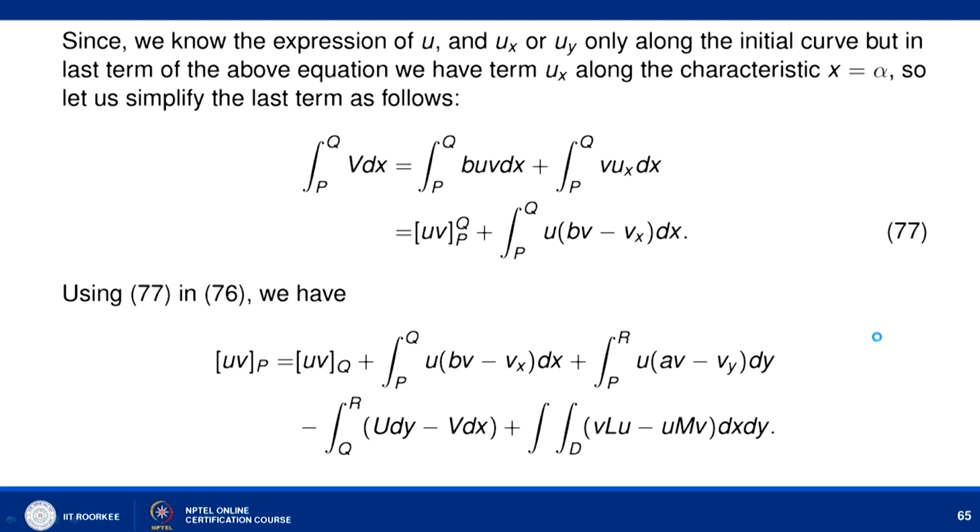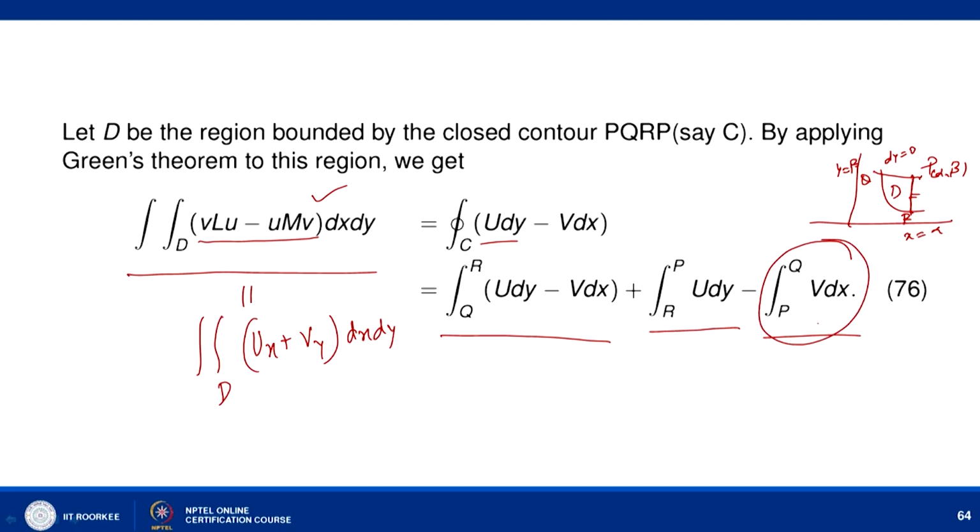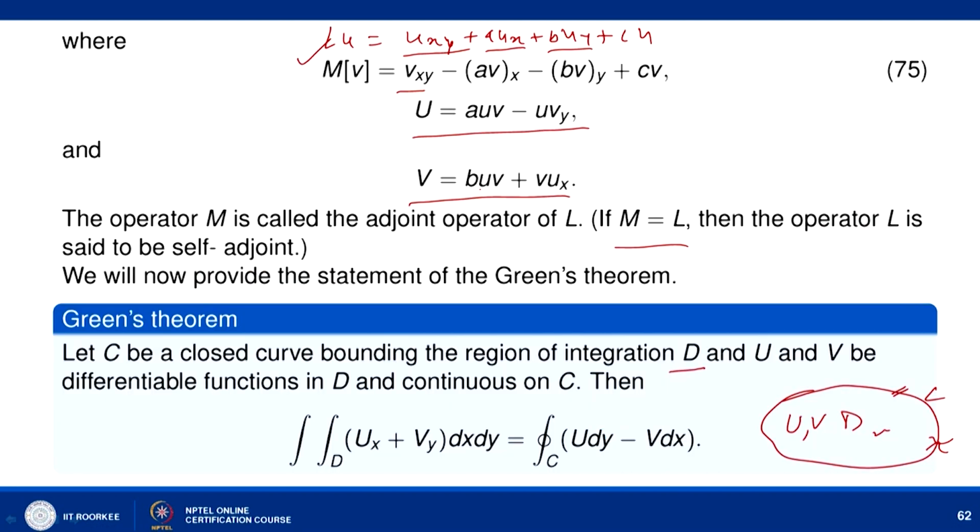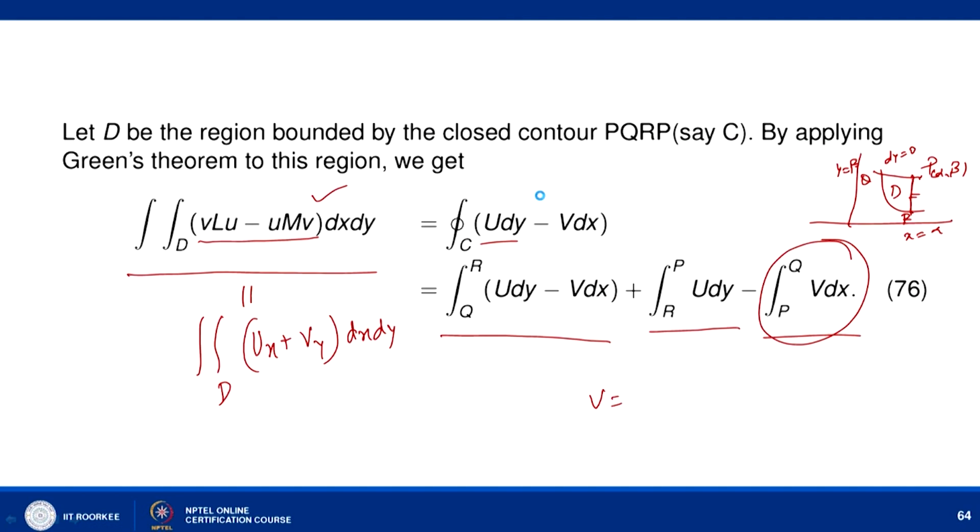Now, since we know the expressions of u and ux or uy only along the initial curve, but in the last term of the above equation we have the term ux along the characteristic x equal to alpha. Here, what is the expression for v? The expression for v is given as v = buv + vux. So this ux we want to know on these characteristics, which we do not know, because we really do not know the value of u along this PQ.